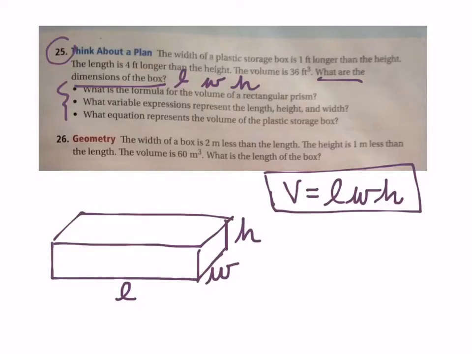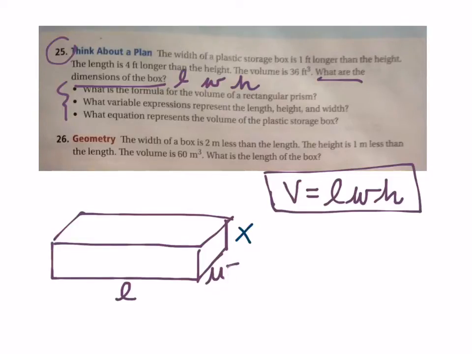We know that the width is 1 foot longer than the height, and the length is 4 feet longer than the height. Notice everything's being compared to height, so we're going to have height be the variable. I'm going to relabel this and call it x.